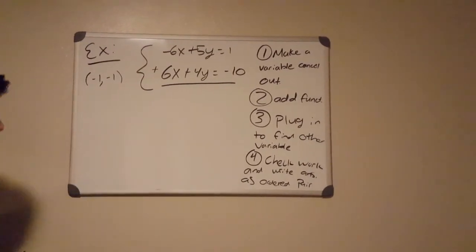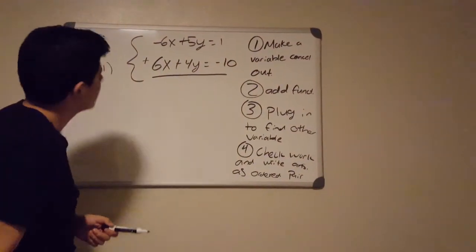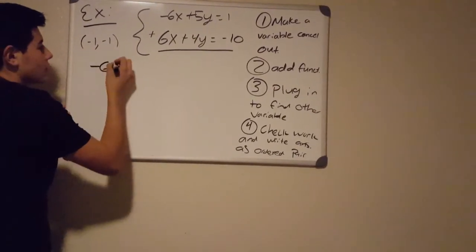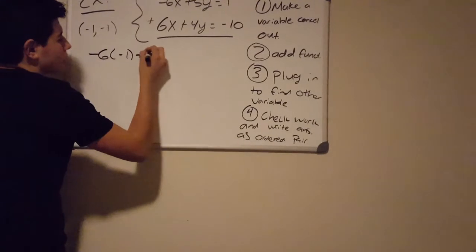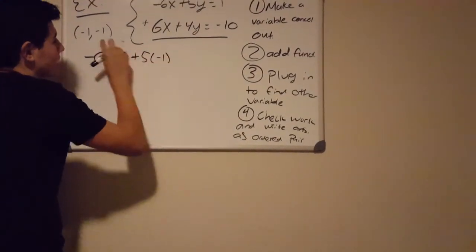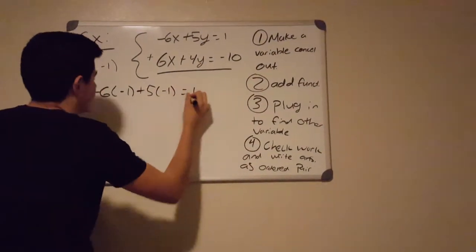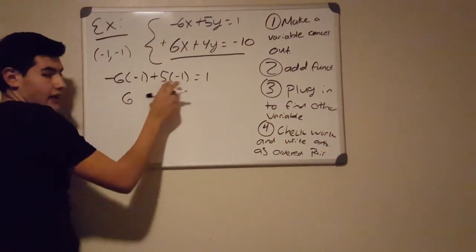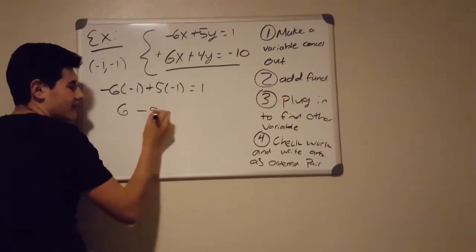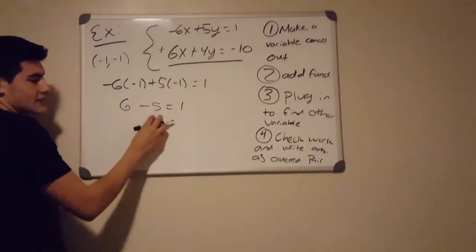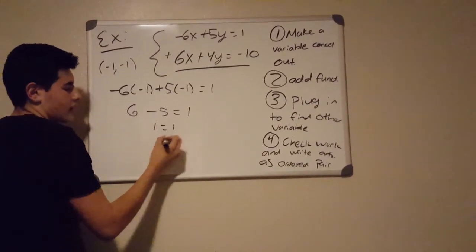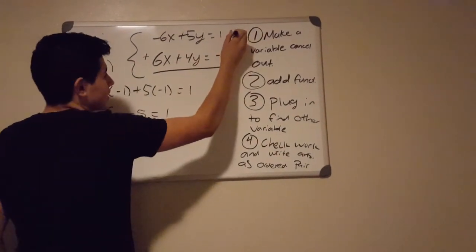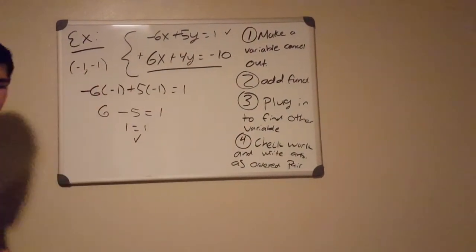Okay. So let me do that real quick. We'll do the first one. Negative 6, x is negative 1, plus 5, y is negative 1, which is equal to 1. Negative 6 times negative 1 is positive 6. 5 times negative 1 is negative 5, which is equal to 1. 6 minus 5, 1. Equal to 1? Yes. For our first equation, this point is true.